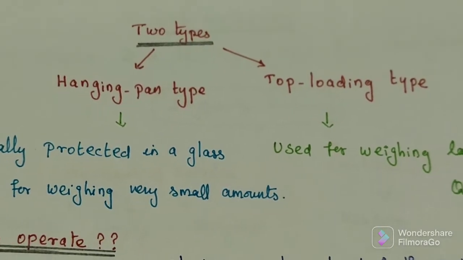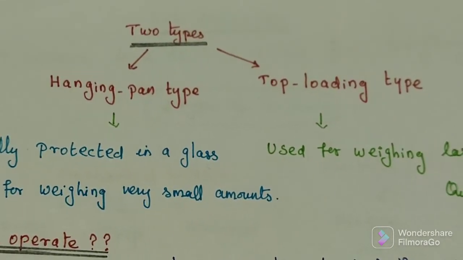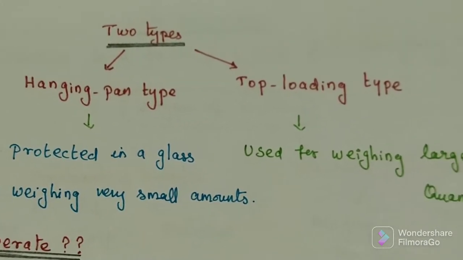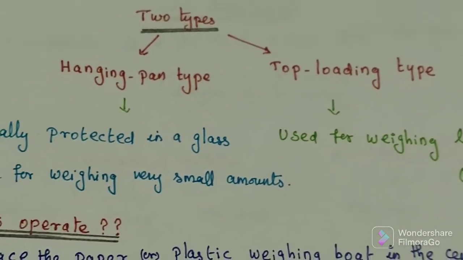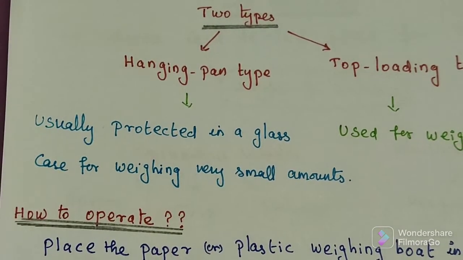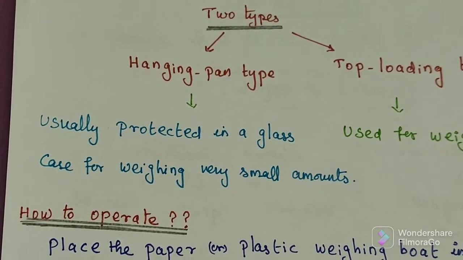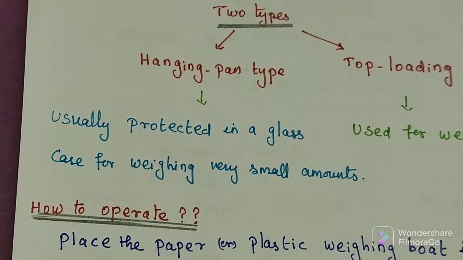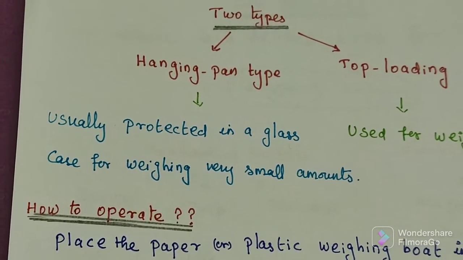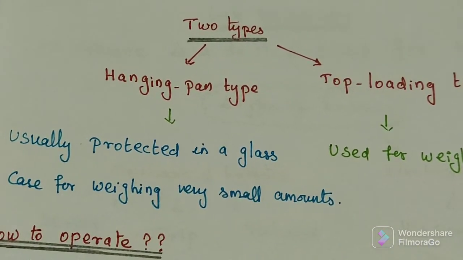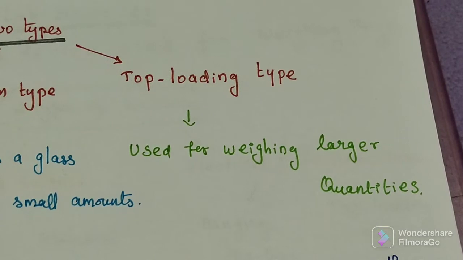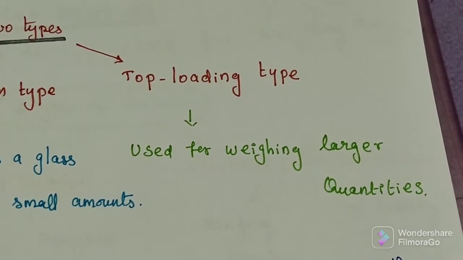There are two types of electrical and electronic balance. First one is the hanging pan type. Second one is the top loading type. Hanging pan types are usually enclosed in a glass case for weighing very small amounts. Here only very small amounts can be measured. The top loading type is used for weighing larger quantities or heavier objects.